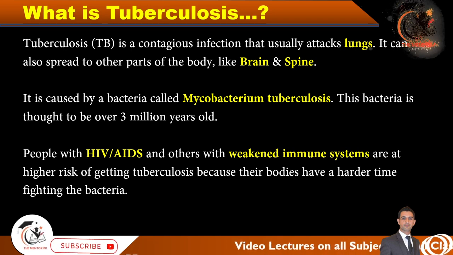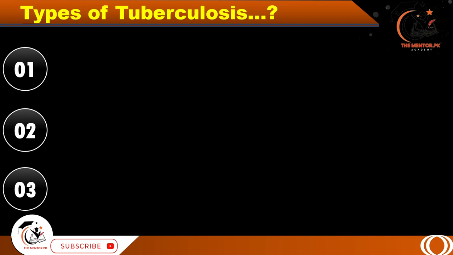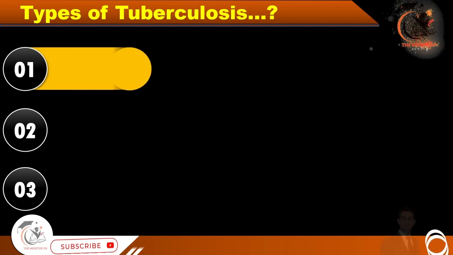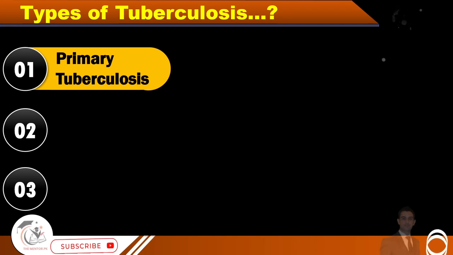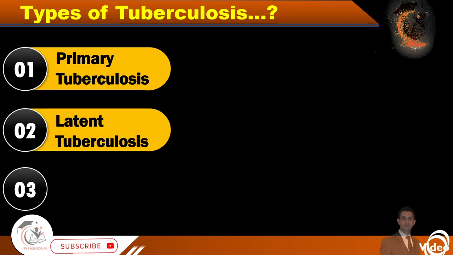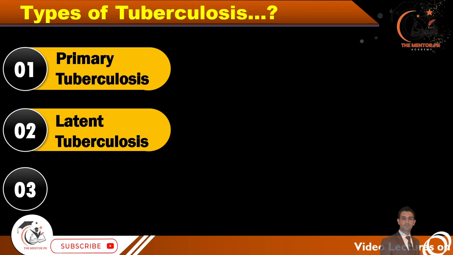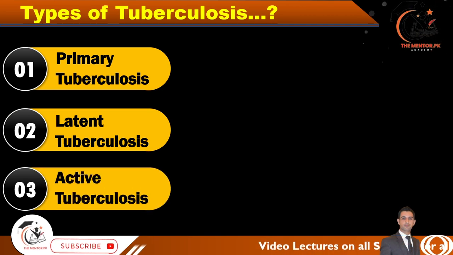Now let's discuss different types of tuberculosis. The first type is primary tuberculosis. The second type is latent tuberculosis. The third type is active tuberculosis.